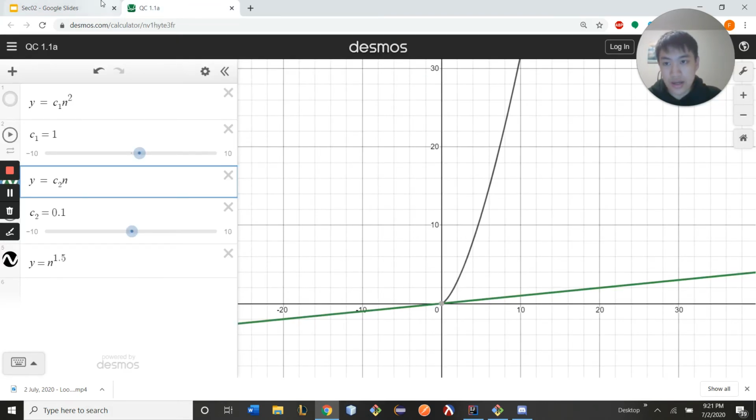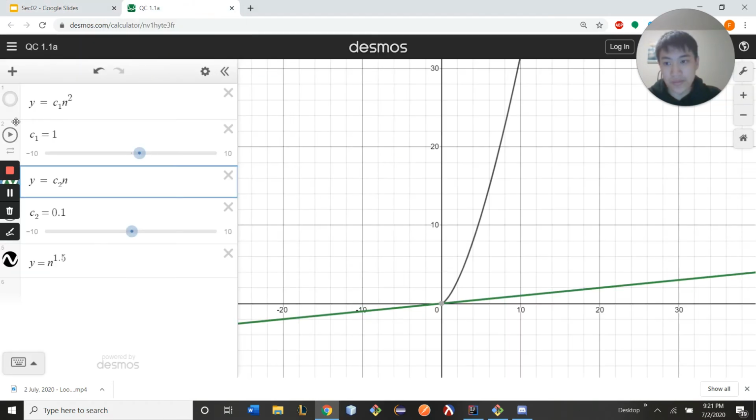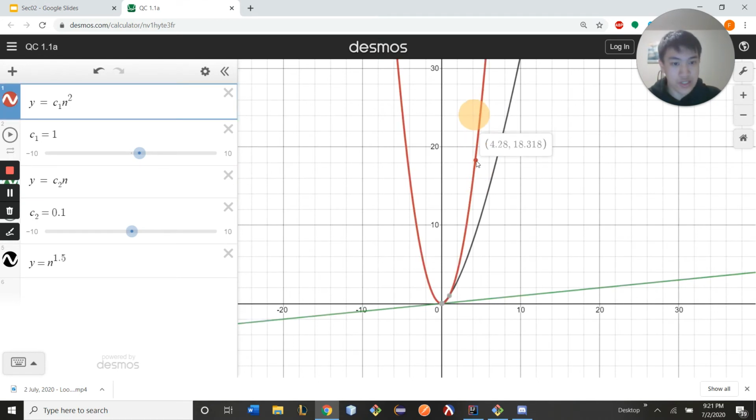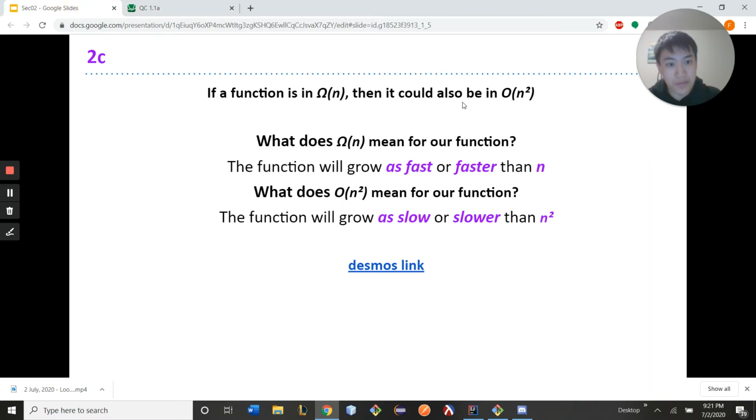So we want to prove that our function can be upper bounded by n squared. And so I just chose y equal n squared. And you'll see that this red function up to infinity is always going to be an upper bound to this black function, which means that yes, indeed, our black function is upper bounded by n squared, which means that our function y equal n to the power of 1.5 is big O of n squared. So we found a function that is big omega of n and big O of n squared, which means that this statement is true.